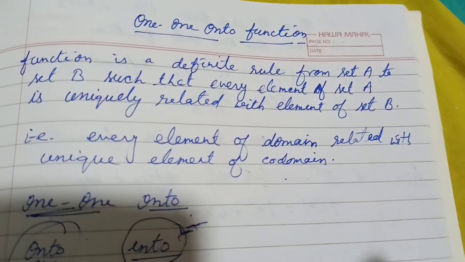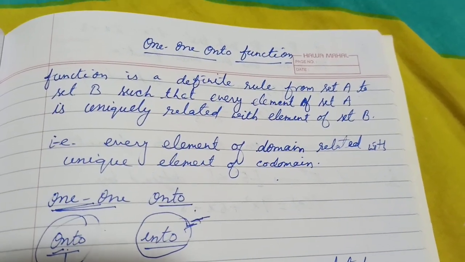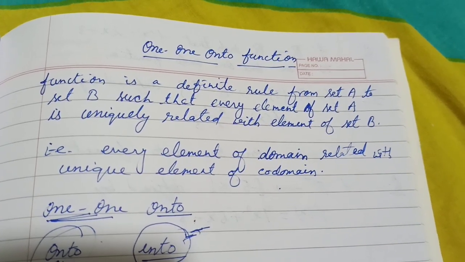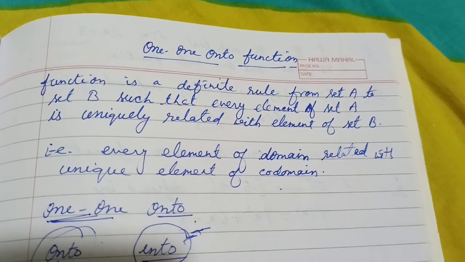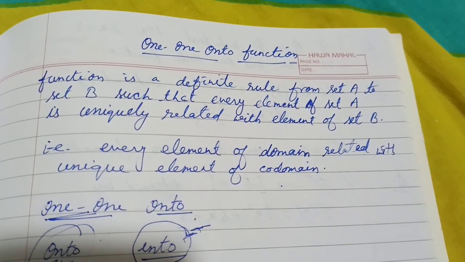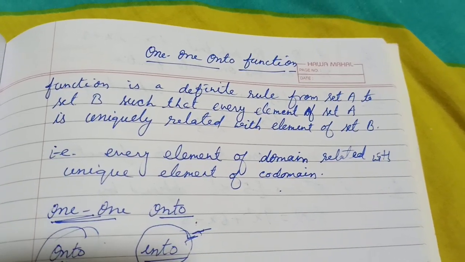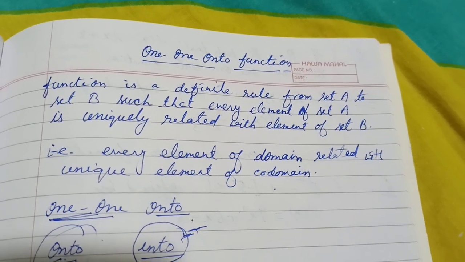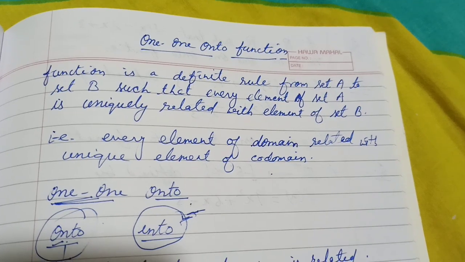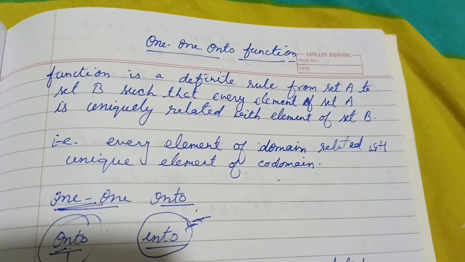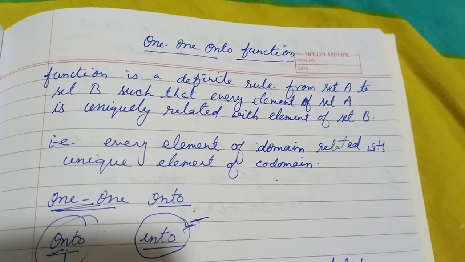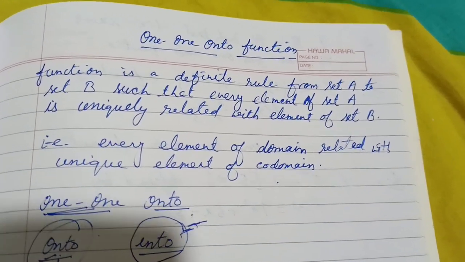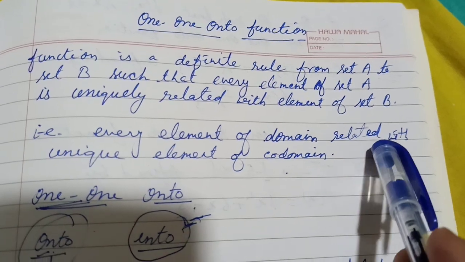That is the function. So a function is a special type of relation where every element of the first set is related to a unique element of the second set. The first set is called the domain and the second set is called the codomain. Here it says every element of the domain is related, but it does not say all the elements of set B.